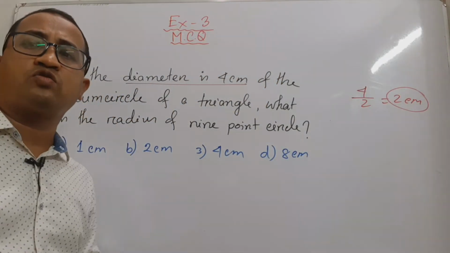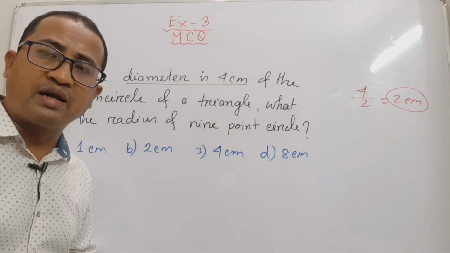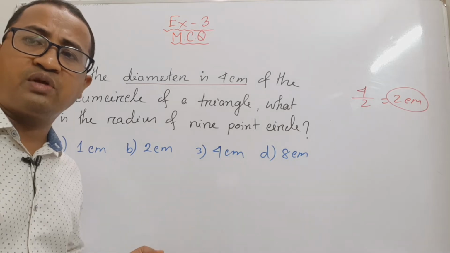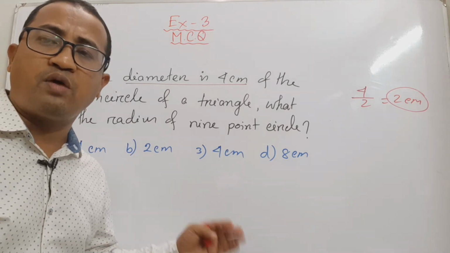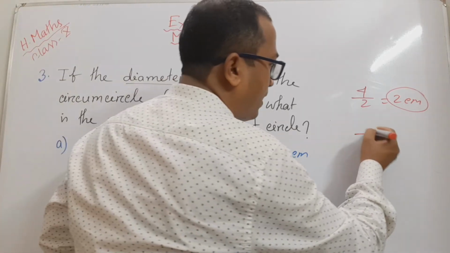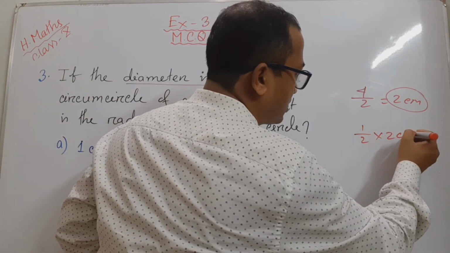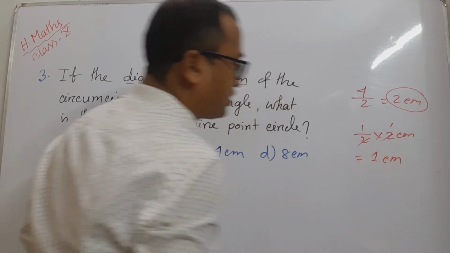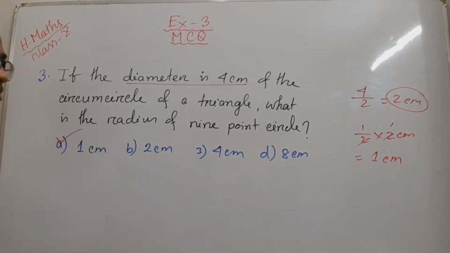If the radius is 2 cm, what will be the radius of the 9-point circle? We know the radius of the 9-point circle is half of the circumradius of the triangle, that is half of 2 cm, that is 1 cm. So the answer to this question is 1 cm.